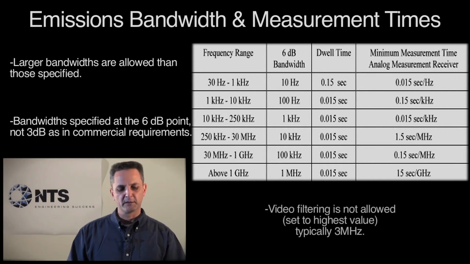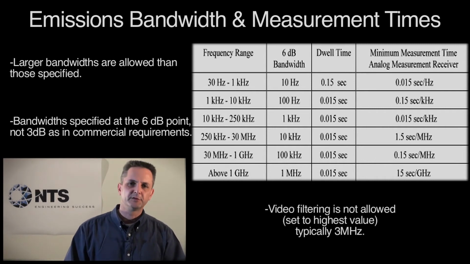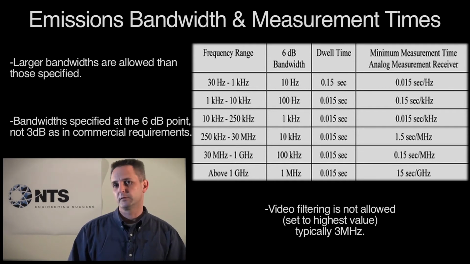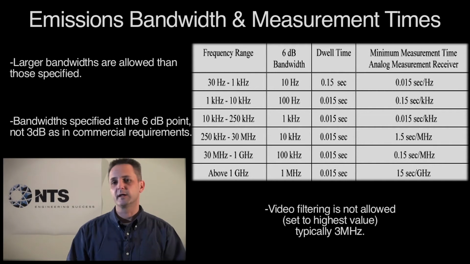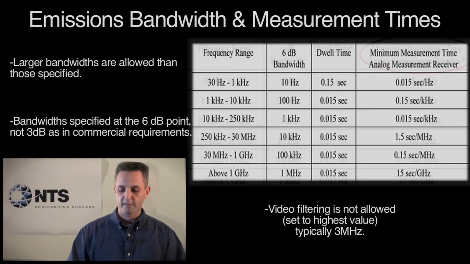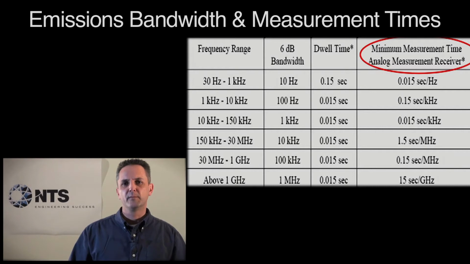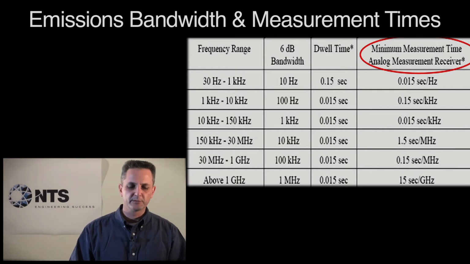Video filtering is not allowed. Spectrum analyzers shall be set to the highest frequency value, typically 3 megahertz or above. This allows full response of the frequency characteristics across the test range. Now, there are two types of measurement equipment, spectrum analyzers or receivers, that can be used, and 461's table breaks out the requirements for both.